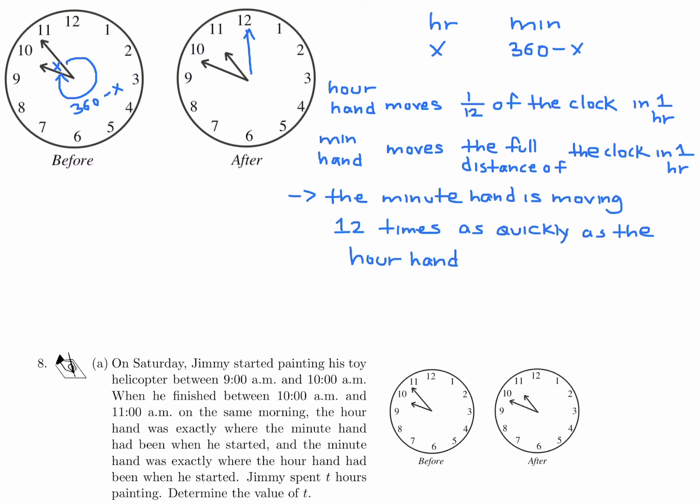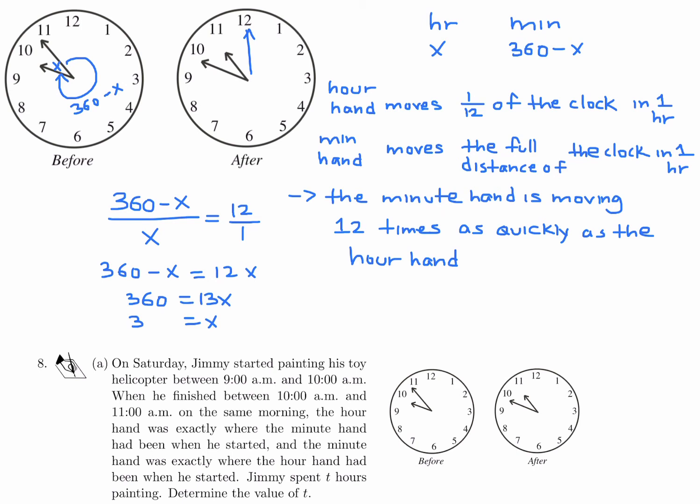So if you look at those two values, that would mean that 360 minus X over X has a ratio of 12 to 1, because the minute hand moves 12 times as quickly as the hour hand. So this is basically what it boils down to, this equation. Solving for this, if you cross multiply, you get 360 minus X is equal to 12X, and therefore 360 is equal to 13X, and therefore X is equal to 360 over 13. And you can convert that to decimals if you want. It'll be 27 point something.